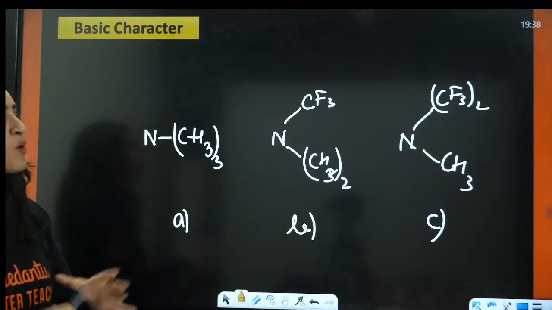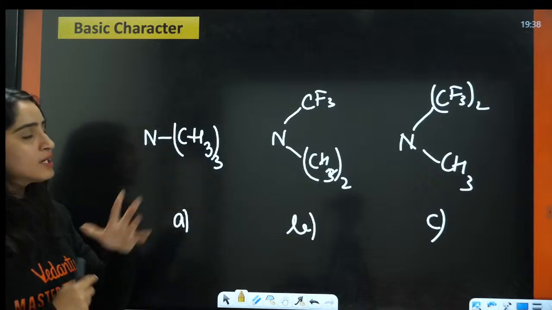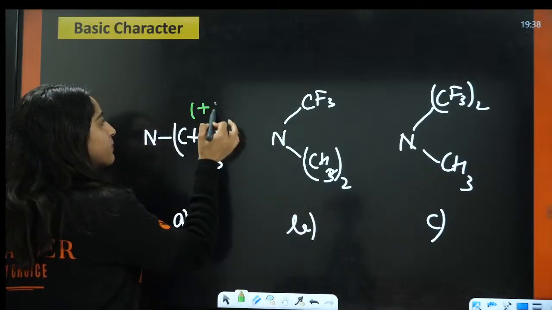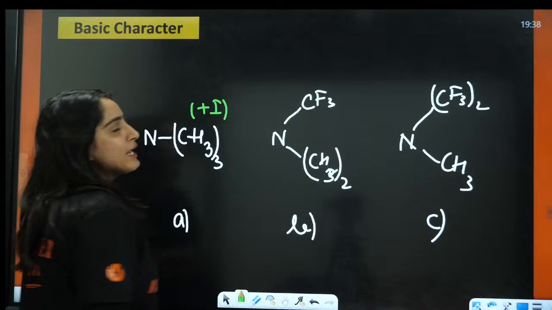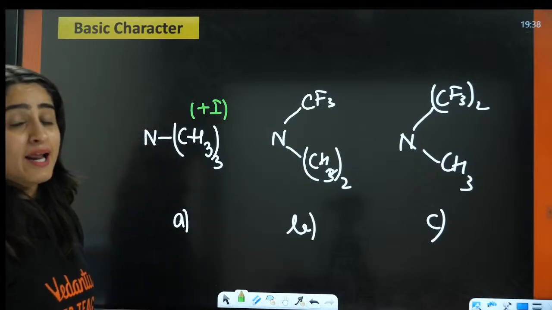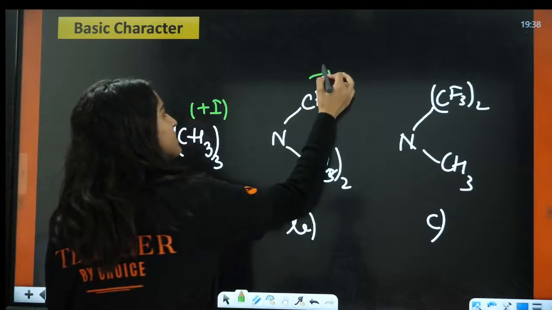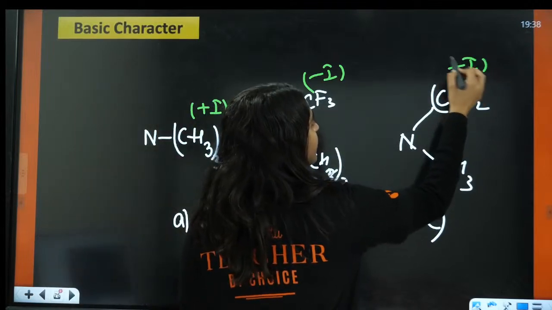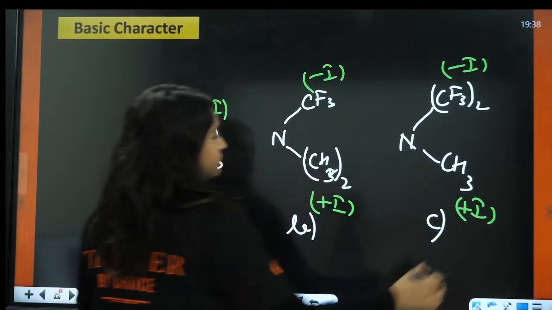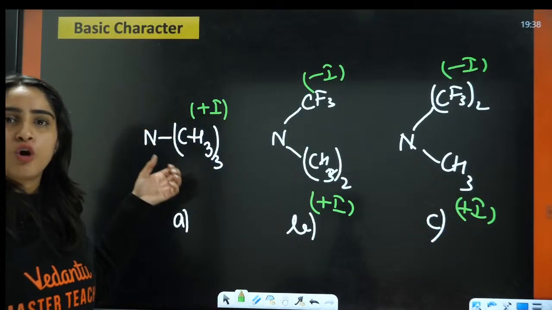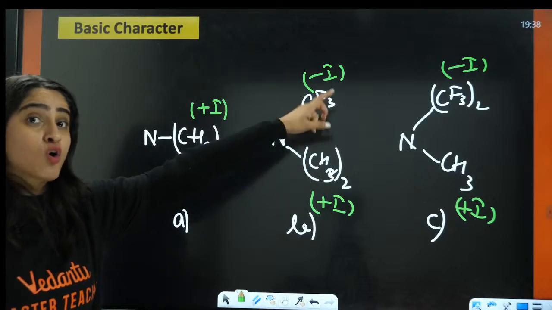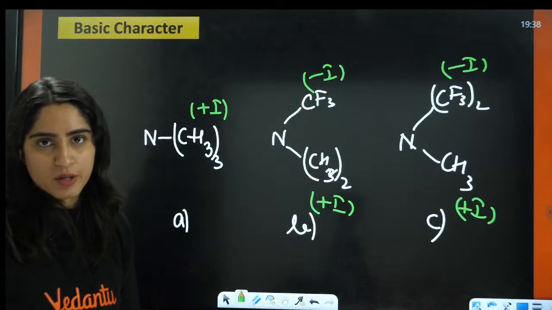Okay, now tell me what is the answer. This is nitrogen. It has 3 groups that have a plus I effect. This fluorine is very electronegative, electron withdrawing. So this is the minus I side, this is the plus I side. The more the number of electron donating groups, the more is the basic strength. The more the number of electron withdrawing groups, the less will be the basic strength, right?